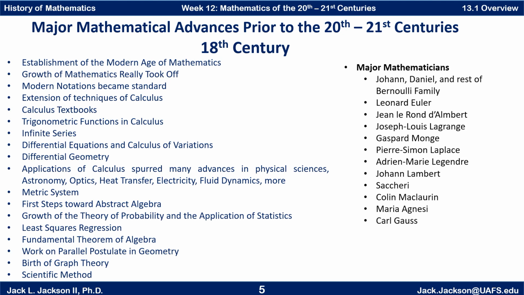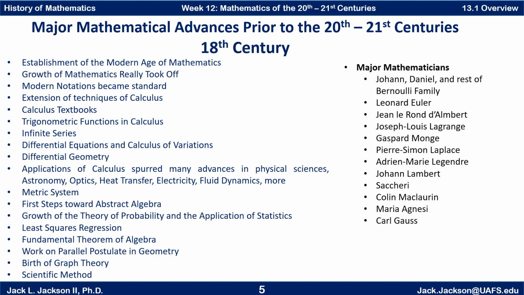As we move into the 18th century, the 1700s, we see really the establishment of the modern age of mathematics. At this point, the growth of mathematics really started taking off. Modern notations had become standardized, at least prior to that or during that century. Extensions of the techniques of calculus dominated a lot of the work in that century. We had our first calculus textbooks. Trigonometric functions were introduced into calculus. We had infinite series, differential equations, and calculus of variations as applications and further work with calculus, including differential geometry.